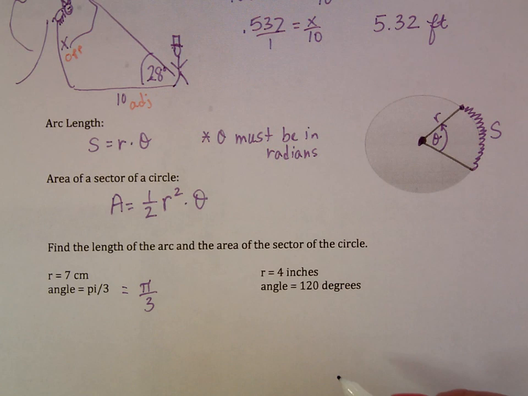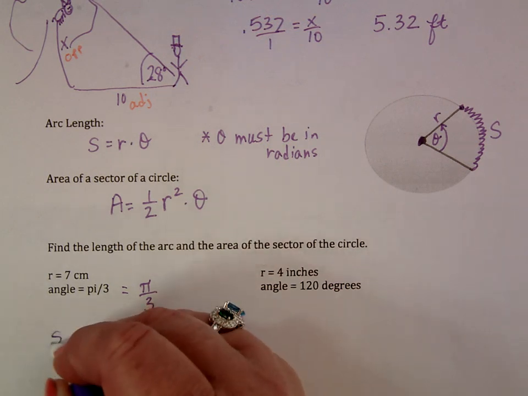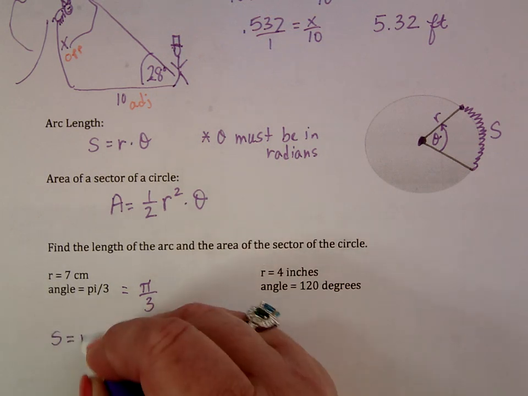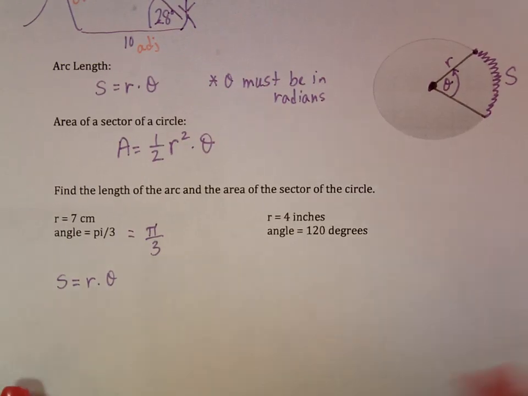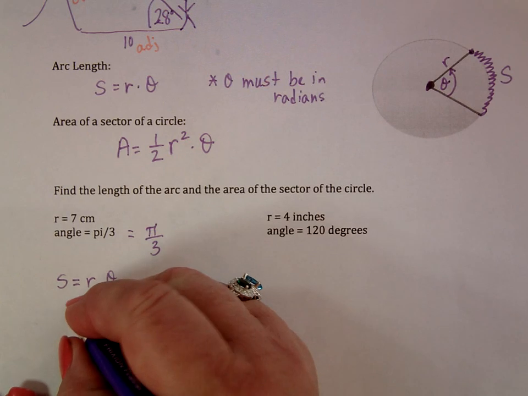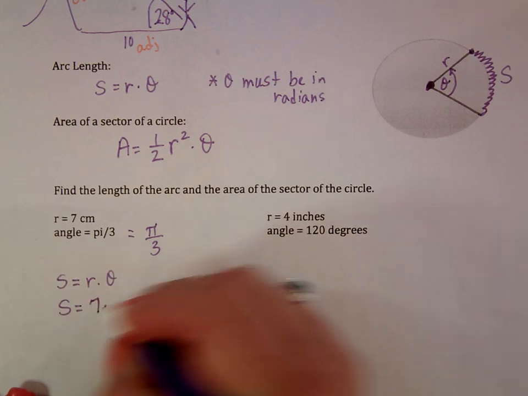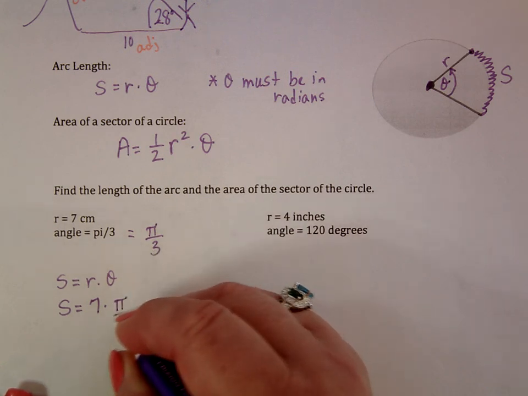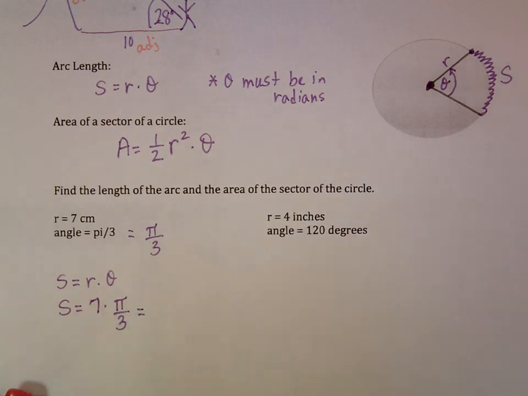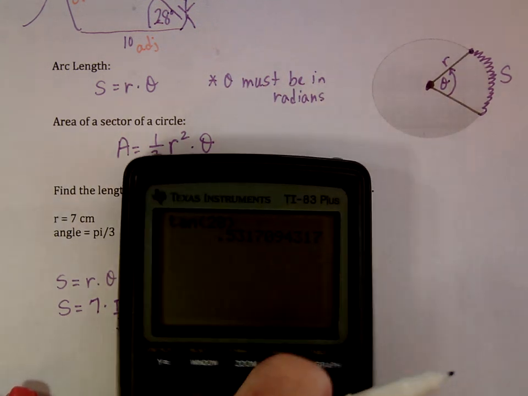So let's try it with this one. If I do my arc length, S is r times theta. I'm taking my radius, which is 7, and S equals 7 times my angle, which is already in radians. I don't need to convert this because it's already in pi language. And so I get times pi over 3. And all you need to do is go to your calculator and multiply that out.